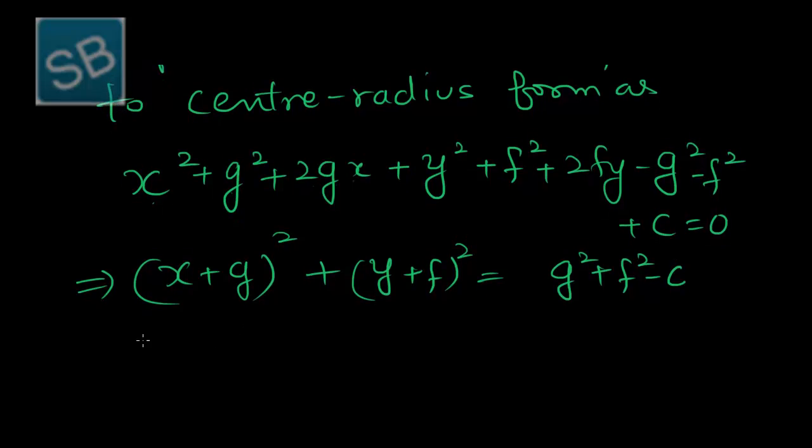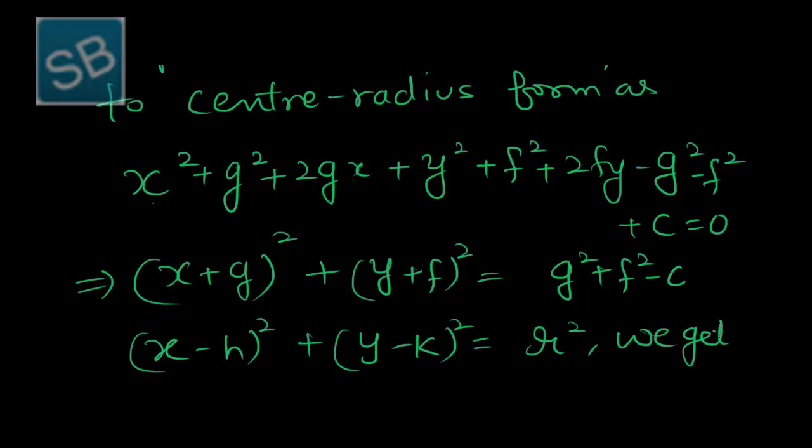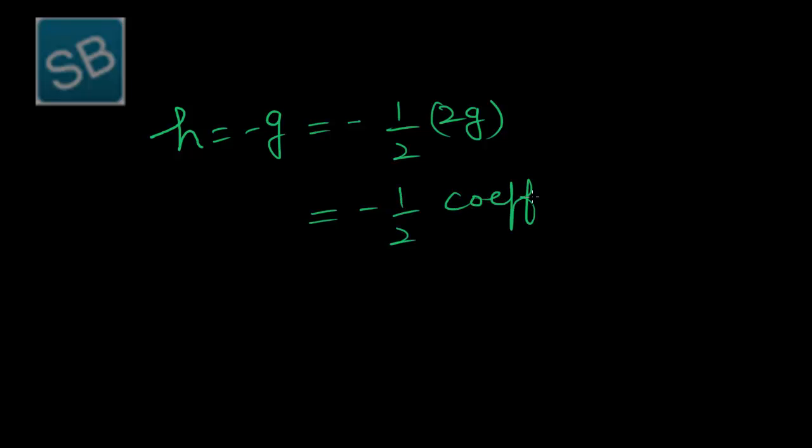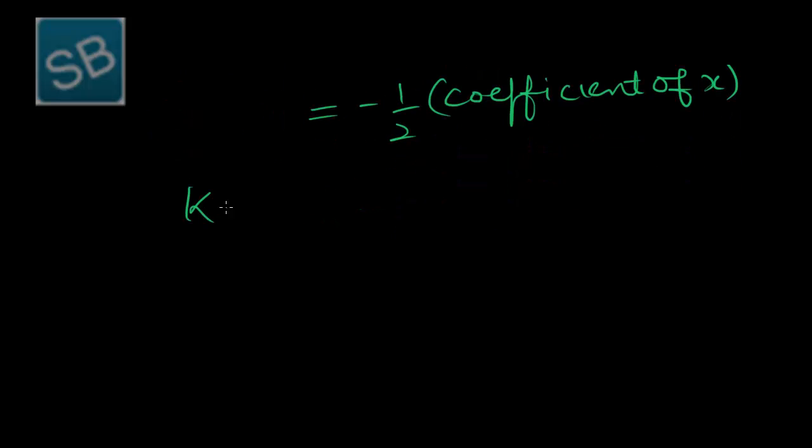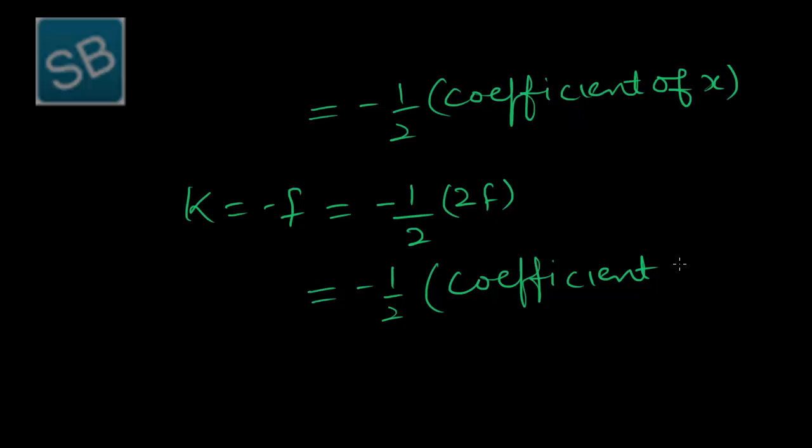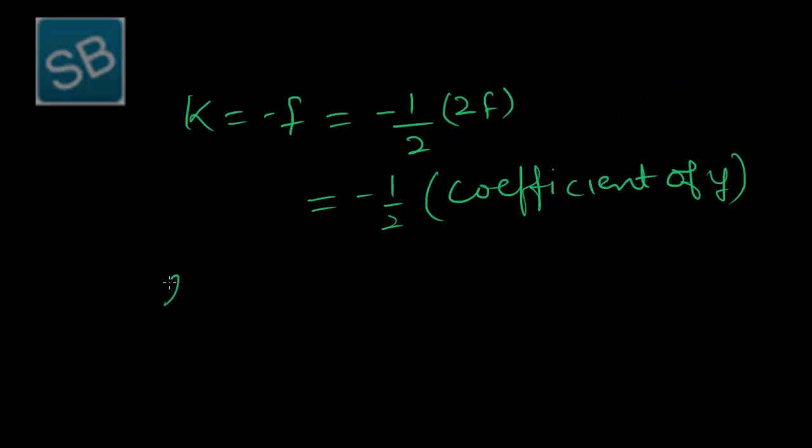So comparing it with x minus h square, y minus k square and r square, we get h is equal to minus g, that is minus half of 2g, that is minus half the coefficient of x, and similarly k is equal to minus f, that is minus half of 2f, that is minus half the coefficient of y, and r square is equal to g square plus f square minus c.